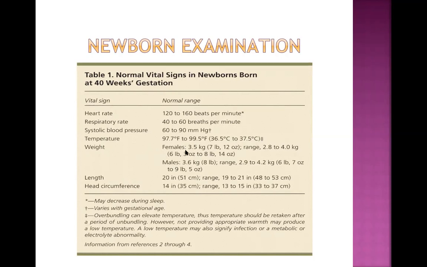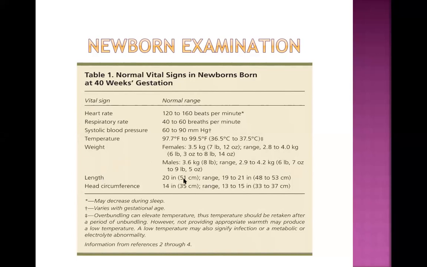Weight. Now, every student knows the average weight in the newborn period. It is about 3 kg. Remember it like that, 3 kg. There are so many things written there, you don't need to go after that, because the weight varies according to the geographical location where the baby is delivered. So average is 3 kg.